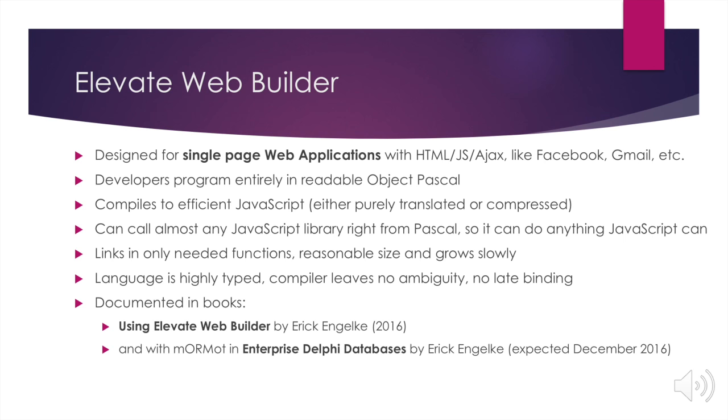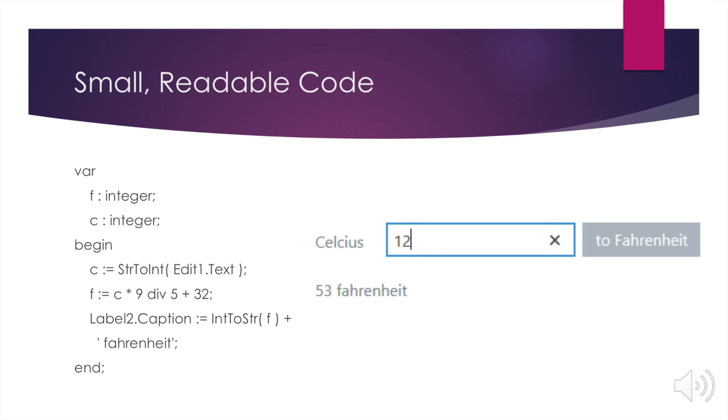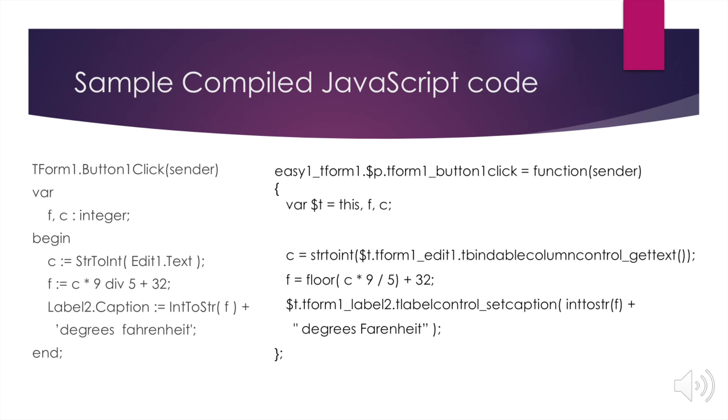The language is highly typed. The compiler leaves no ambiguity, no late binding, and it's documented in these two books. The code that you use is very small and readable. For example, this application is only 3 lines of code. Elevate Web Builder converts it into the following JavaScript code, which you can see is a little bit more difficult to read.